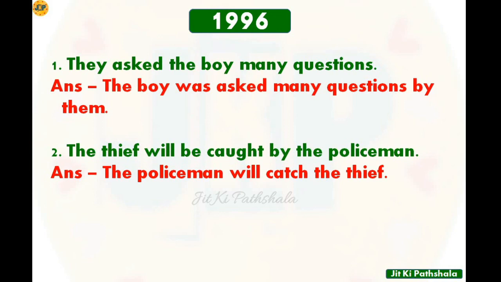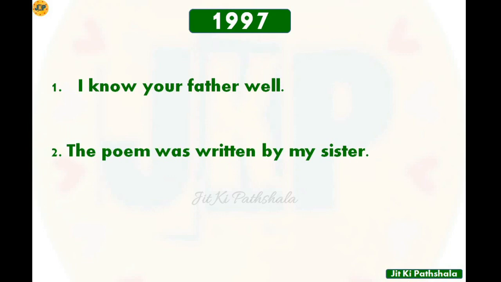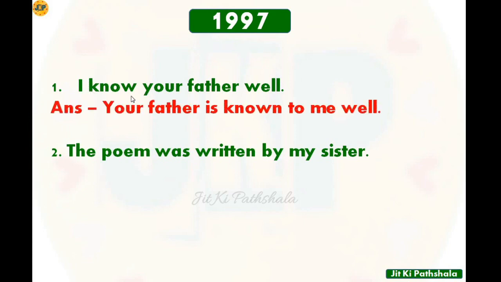Now let's see the questions from 97. First question here is, I know your father well. So this sentence is in present indefinite tense and the form in passive voice will be object plus is, am, are plus third form of verb plus by plus subject. But here as we have the verb know, in this case we will not use the preposition by. To will be used in this case. So the answer here will be, your father is known to me well.